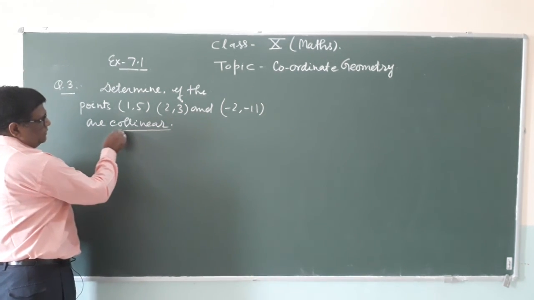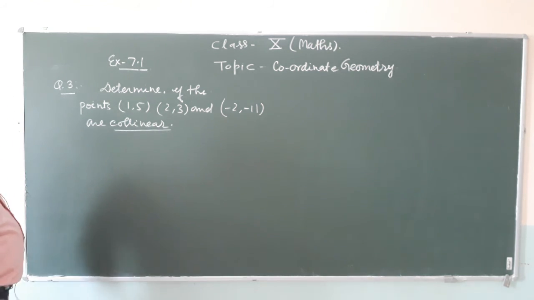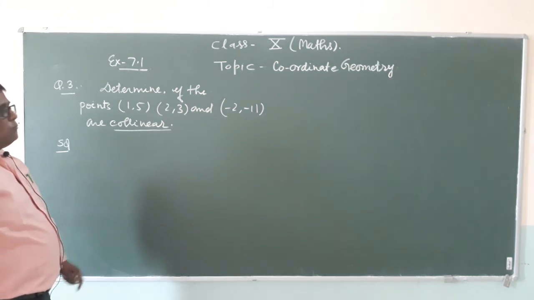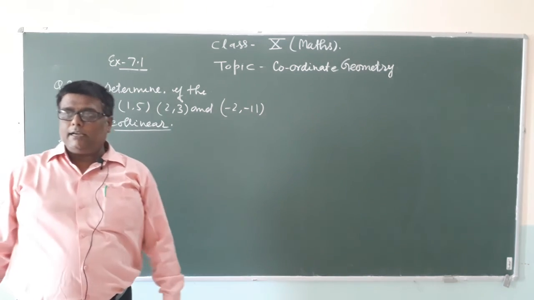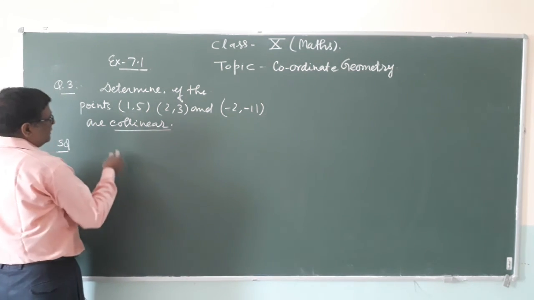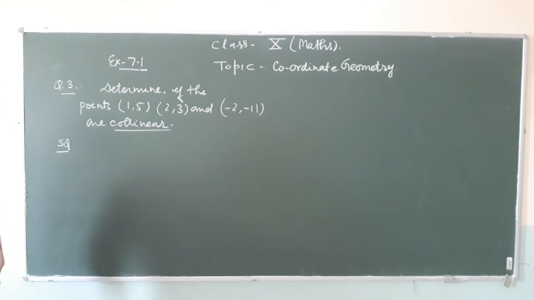First of all, we have to define collinear. What is collinear? If two or more points lie on a line, they are known as collinear. That is this is one. If two or more points lie on a line, they are collinear.